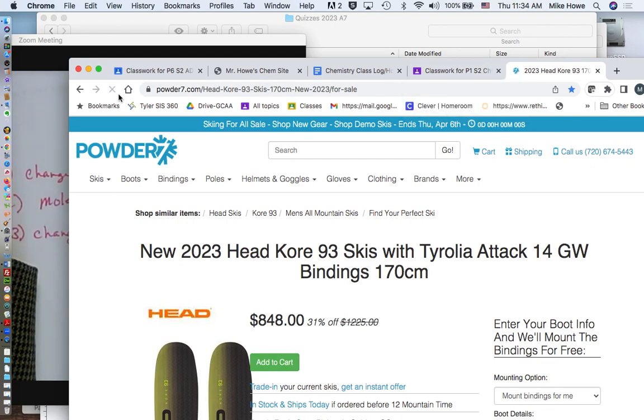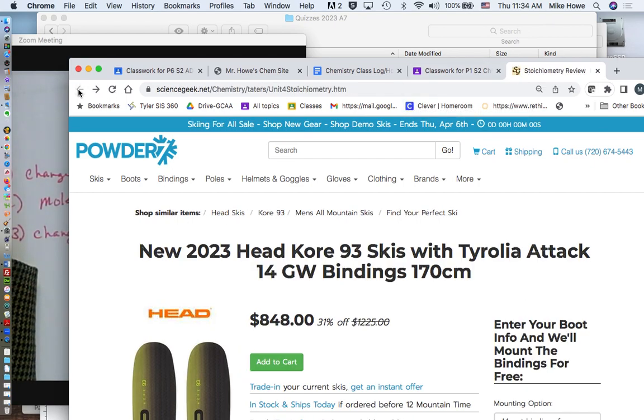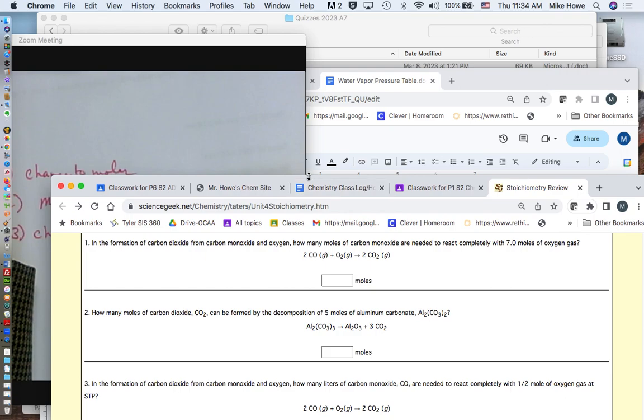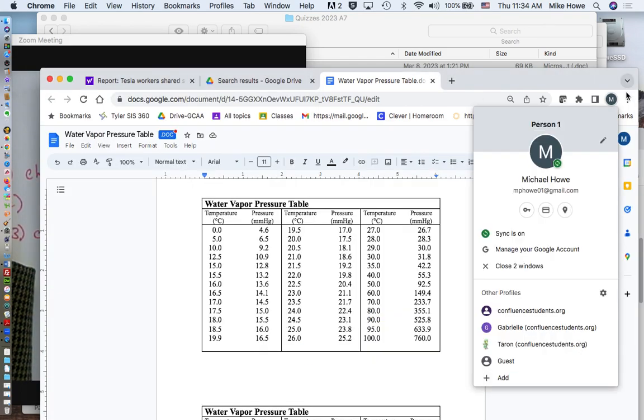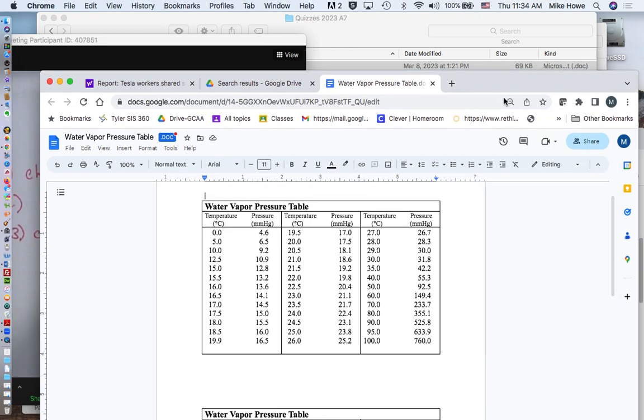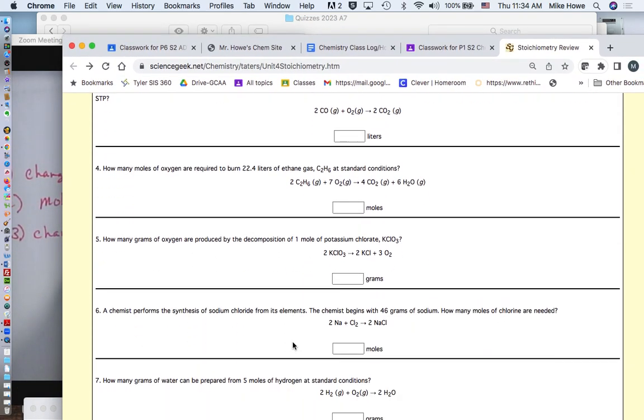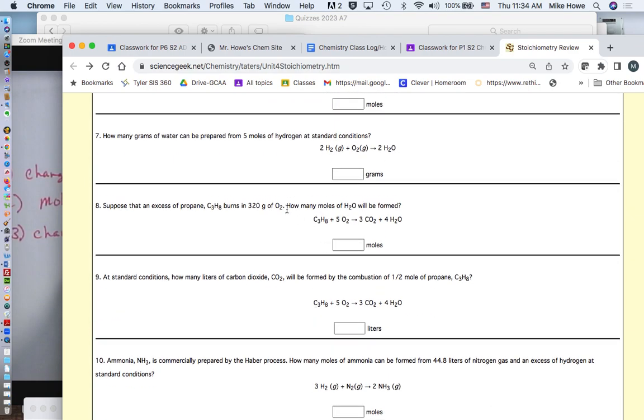I'm not sure what happened here about ski attack bindings. Let's go back. There we go. So we'd have to change to moles. First step, change to moles. Okay, this is number 8, wasn't it? My mouse pad is starting to die on me. So let's go down, use a mouse. Okay, come down to number 8. Here we go. So we were doing number 8.